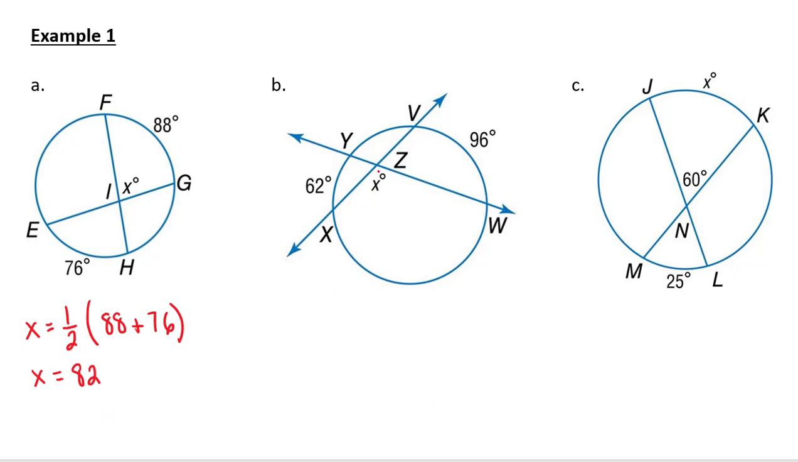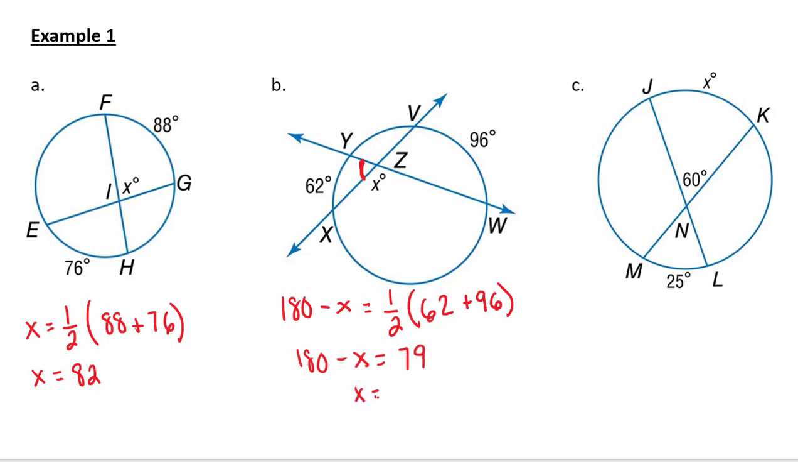Now here I'm looking for x. Well, I know the relationship between this angle and 62 and 96, and I know that that angle is 180 minus x, and that is equal to 1/2 of 62 plus 96. So I have 180 minus x is equal to 79. So solving for x, I get 101.